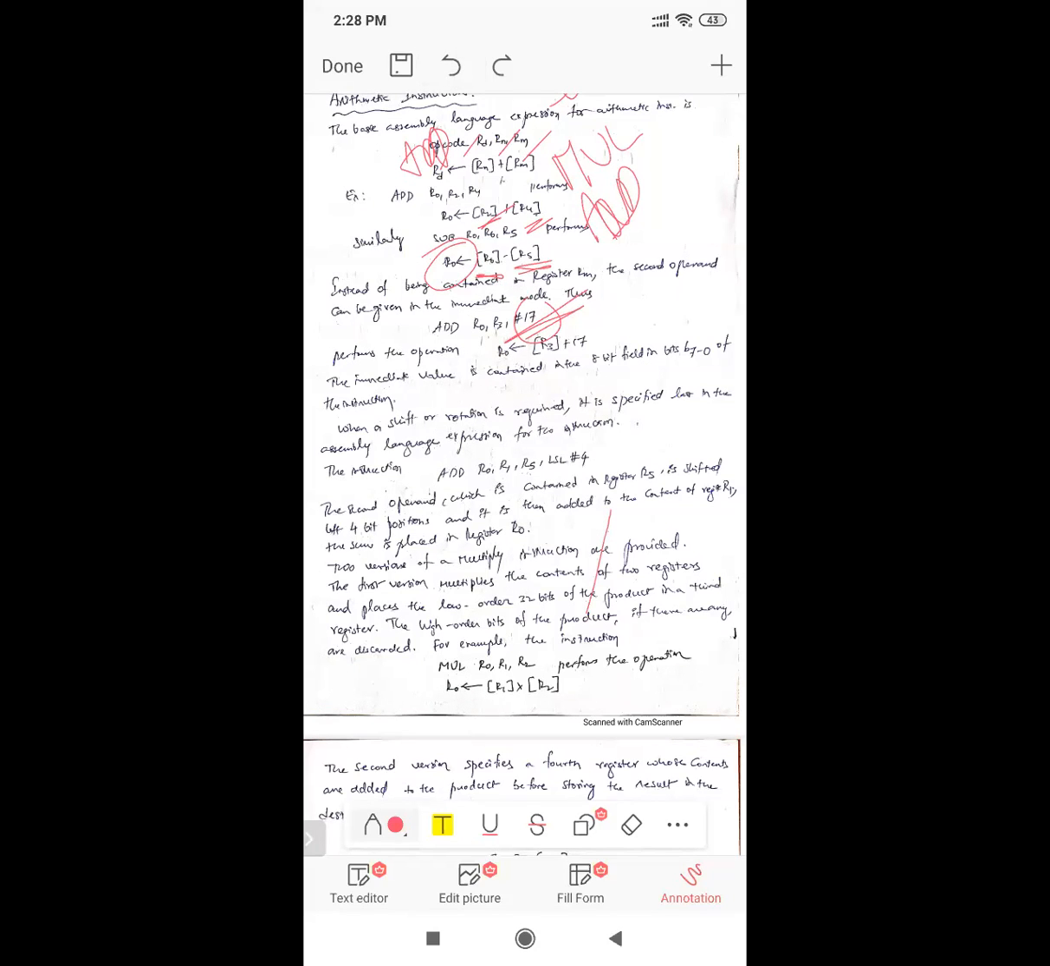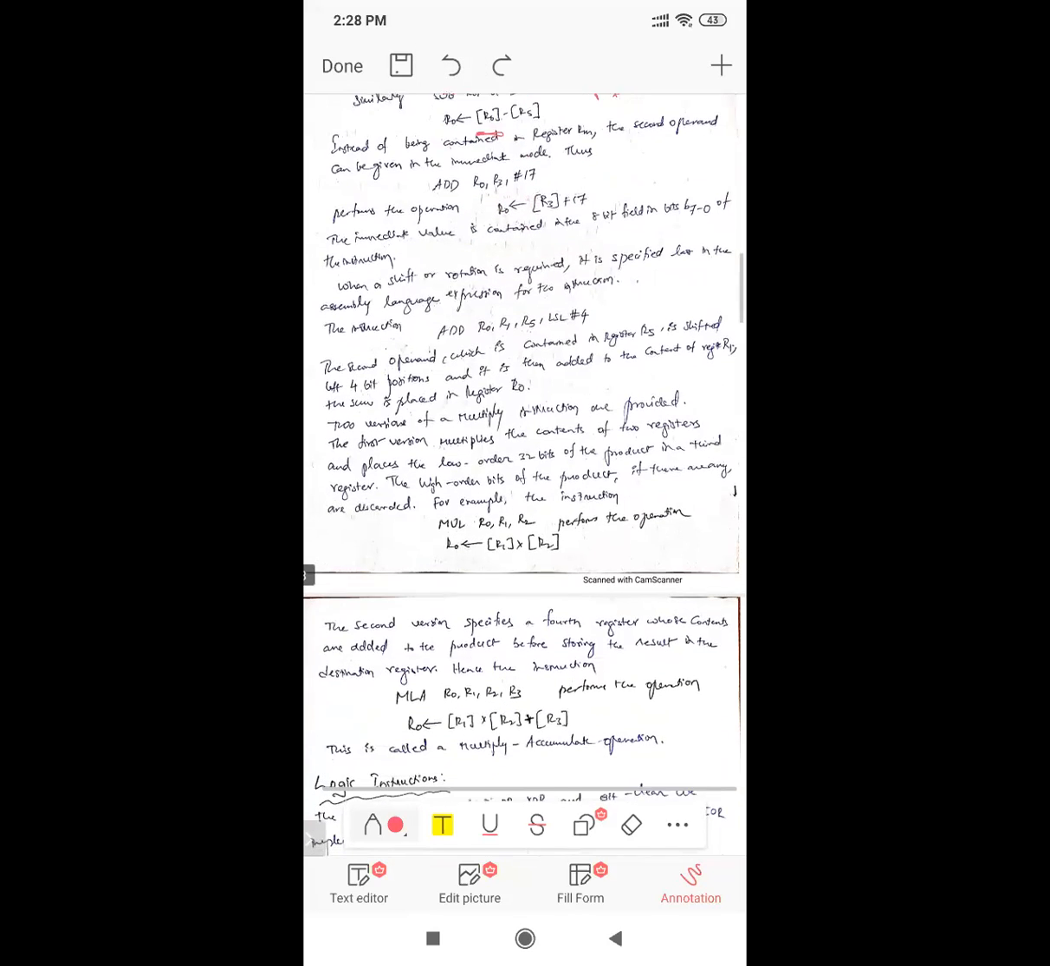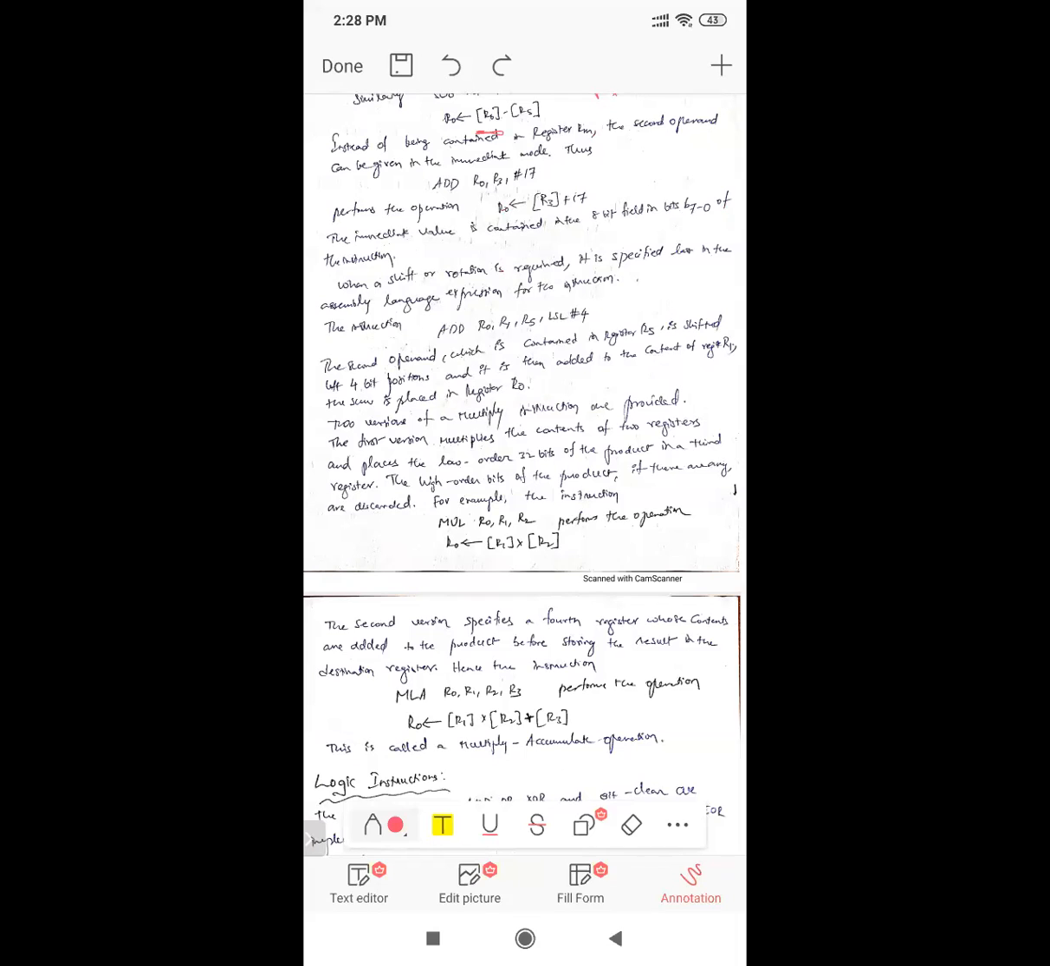Similarly, the shift instruction, shift and rotate instruction. When a shift or rotation is required, it is specified last in the assembly language expression for the instruction.